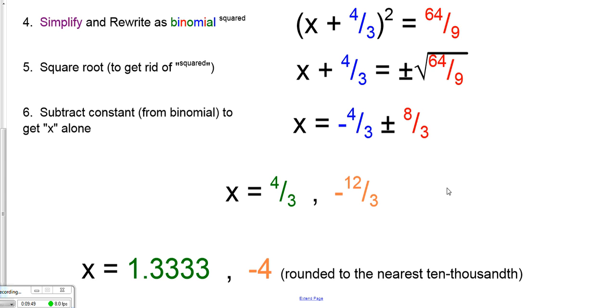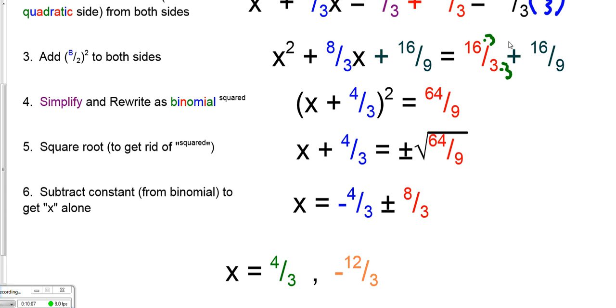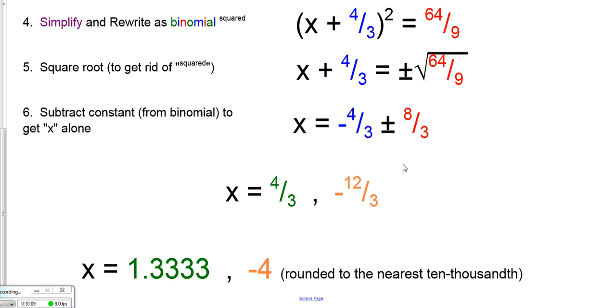And again, if they wanted it rounded to the nearest 10,000th, 4/3 is the same as 1 1/3 or 1.3 repeating. Negative 12/3 is just negative 4. So this one actually simplifies a lot better than our last one did. Even though, yes, there are some fractions to work with, that's all right. Push through it to the end, and you'll get your answer.